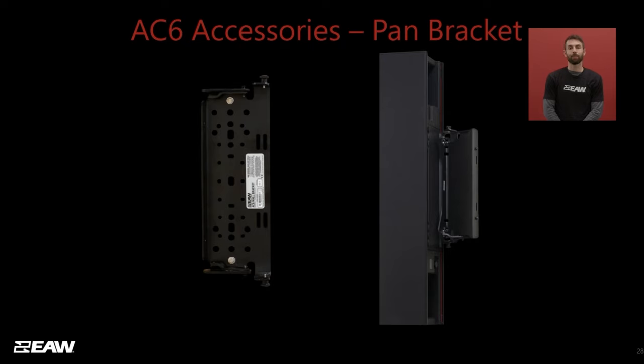Looking at the pan bracket, the wall bracket can be mounted in two different orientations, and the cabinet bracket can be mounted on either side of the fly track. It's important to note both so that attaching both brackets is seamless. This option will allow you to aim the speaker left or right. There is also an optional cosmetic cover that can be ordered for a cleaner look after AC6 is panned, which is illustrated by the right image.